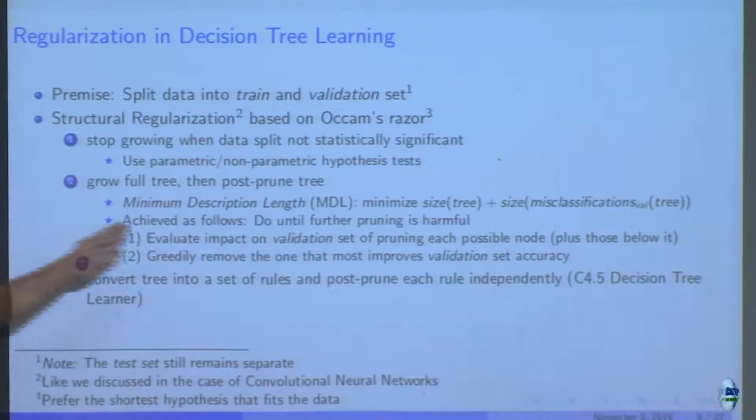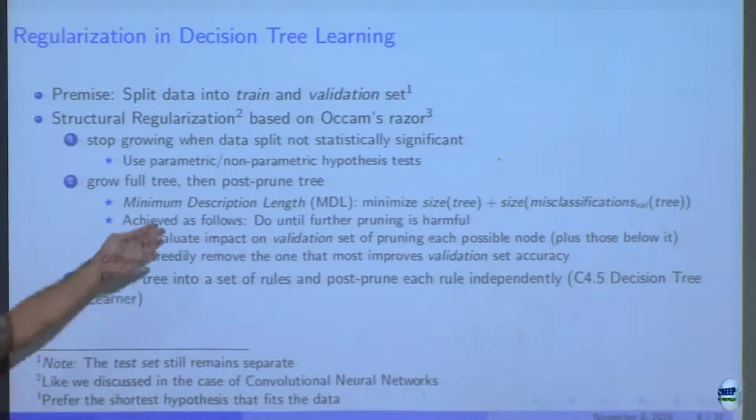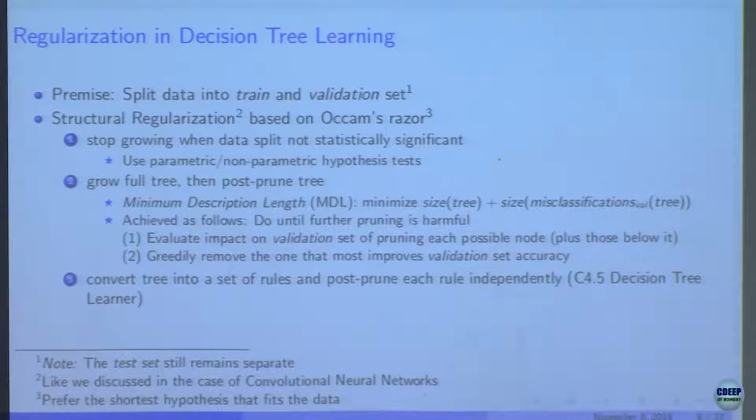So you may try and minimize the description length, which is like the size of the tree plus the size of the misclassifications due to the tree. These two put together is the description length. So evaluate the impact on validation, and all this you should do on the validation set. As I pointed out, all these are done best on the validation set.